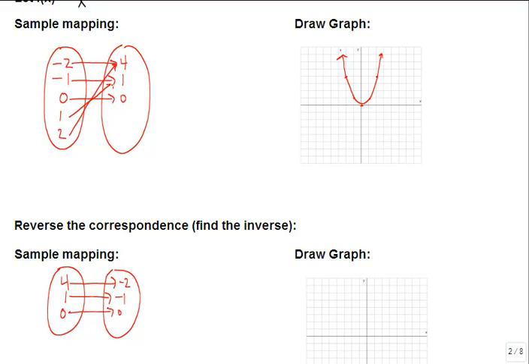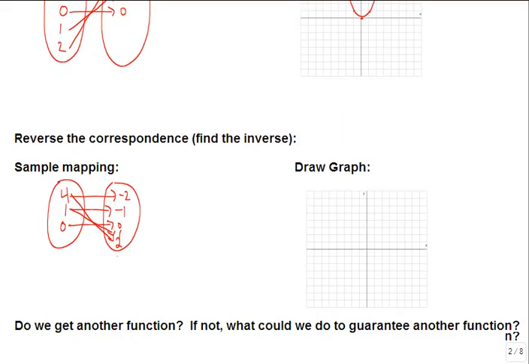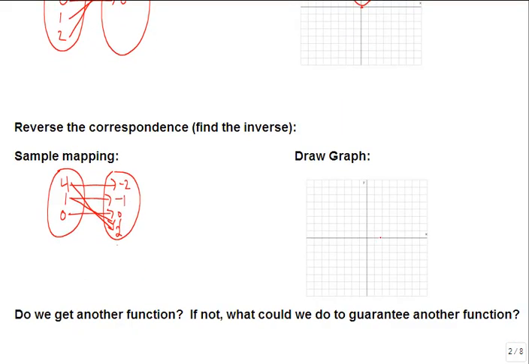Here we had 1 going to 1, so now we're going to have 1 going back to 1 again. We already used 1 over here, and now it's going to go to 1 on the right side. And here we had 2 going to 4, so now we're going to have 4 being sent back to 2. I already used 4 once, and I'm going to use it again to send it back to 2. If we plot these points, we'd have (4, -2), (4, 2), (1, -1), (1, 1), and (0, 0).